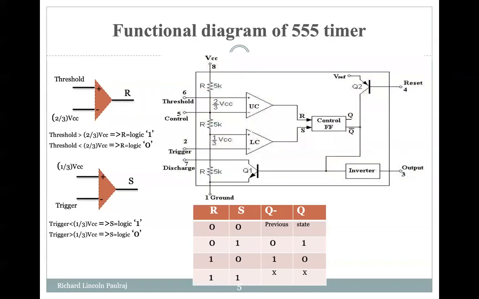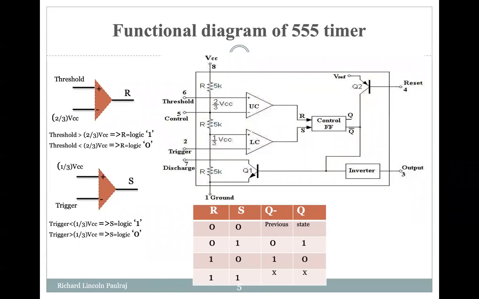Now, when a question is asked about the functional diagram, you have to draw this diagram. This is the upper comparator, UC, and this is the lower comparator, LC. There is something called threshold. We have talked about threshold with respect to MOSFETs and transistors, and even here, with respect to 555 timers, we also have something called threshold. This threshold, as we all know, is associated with a certain amount of voltage levels.